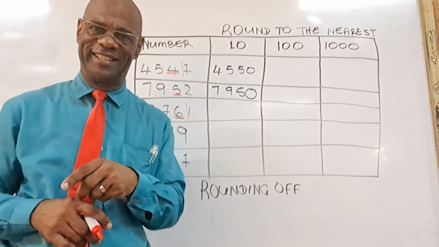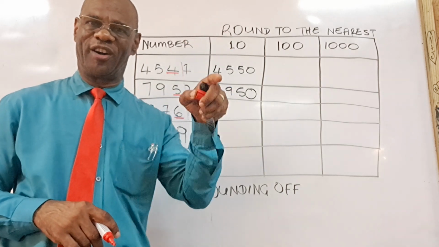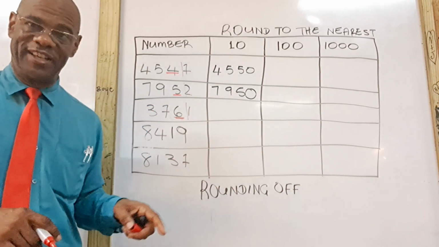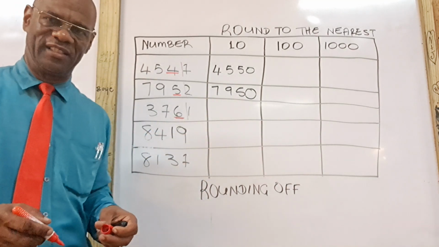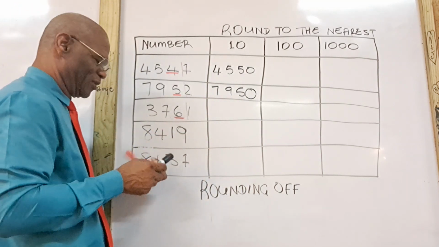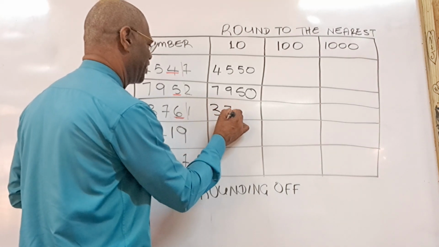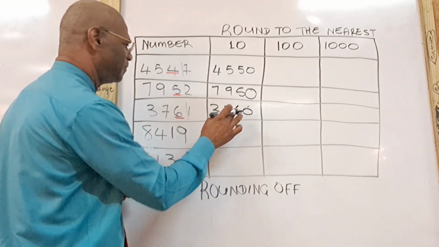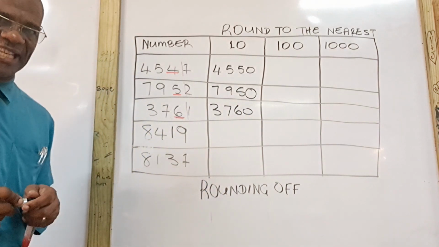Now we must determine if that digit is 5 or more or less than 5. Now in this case it's less than 5. So we simply discard it. Right? And we replace it with a 0. Alright? So we now have 3,760. Alright? Now let's go to the other one, 8,490.